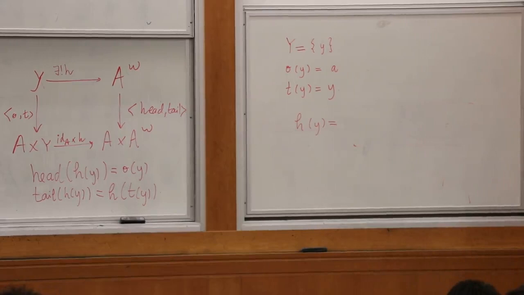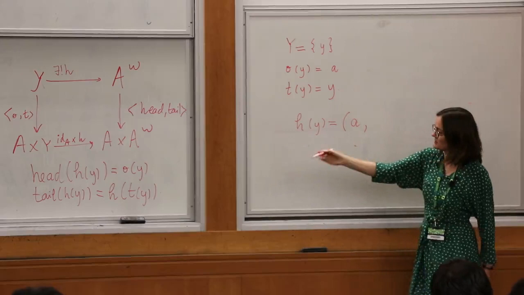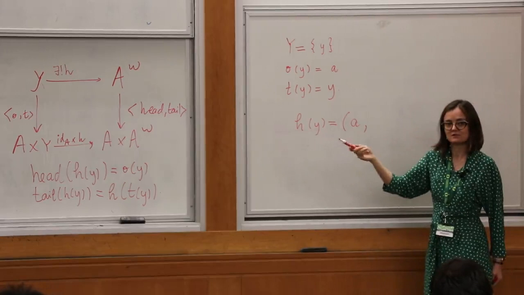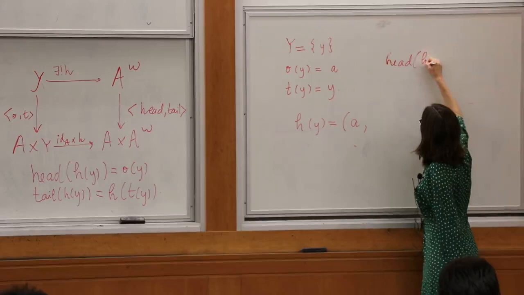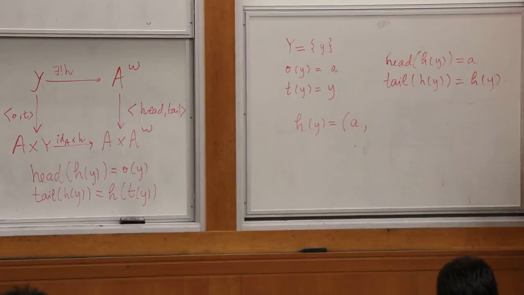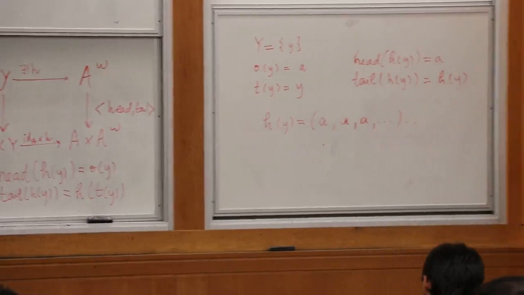H of Y would be, if I read out from there, you will see that the first element is A, and then it tells me that the tail is equal to itself, because T of Y is Y. So if I just instantiate those equations, it says that the head of H of Y is A, and it says that the tail of H of Y is H of Y. So that's the stream of all A's. Okay, can everyone see that?